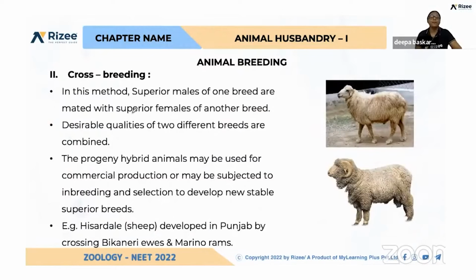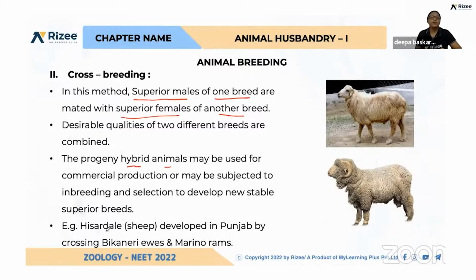The second type of outbreeding is called crossbreeding. Here again, superior males of one breed are mated to superior females of another breed. Desirable qualities of two different breeds are combined to produce new progeny. So again, we'll be getting hybrid animals. This is purely for commercial production of meat, milk, and even wool.